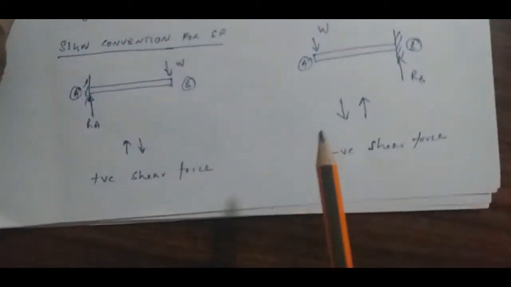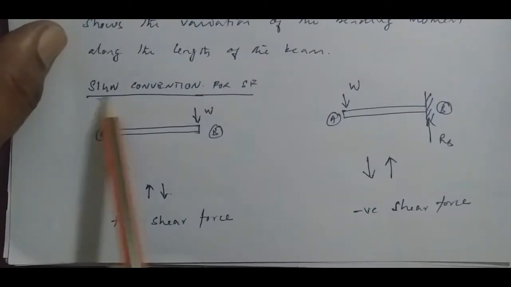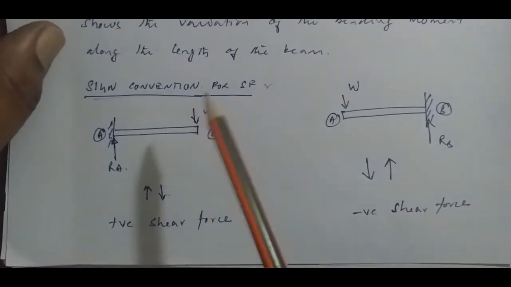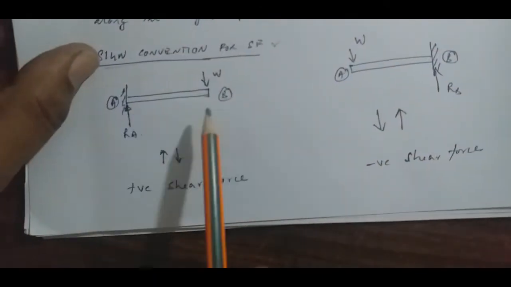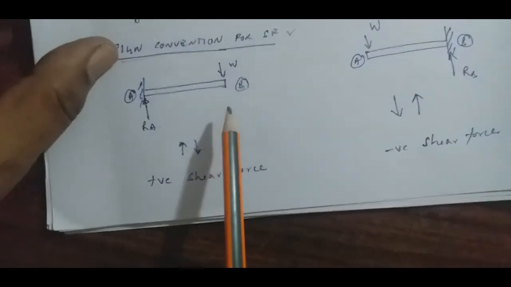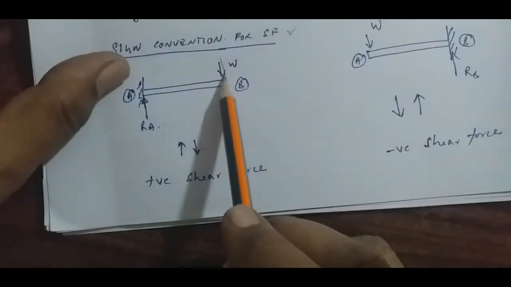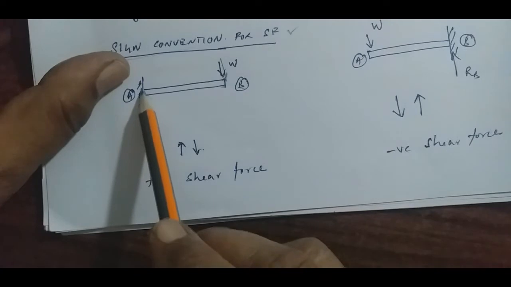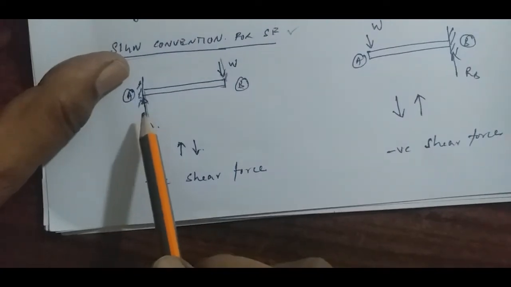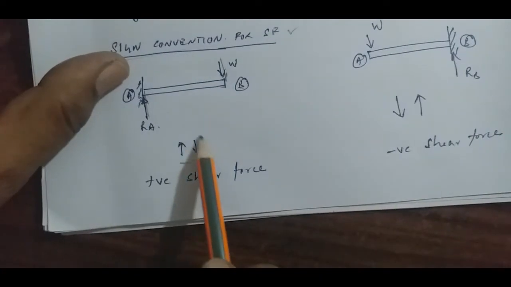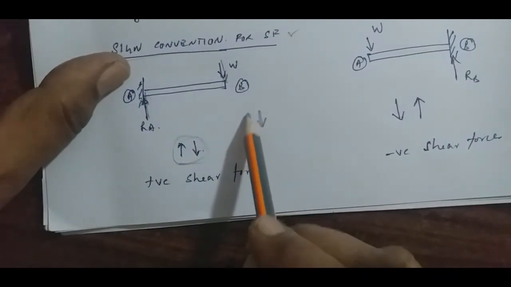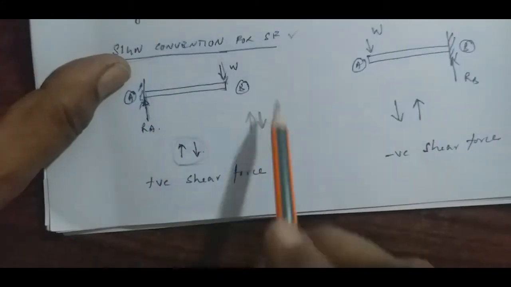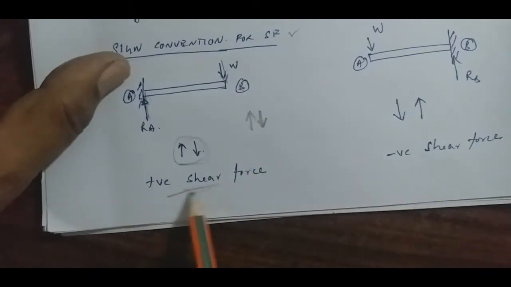Another very important thing is sign convention. Sign convention for shear force: whether it is positive shear force or negative shear force, how to determine this. Here, for shear force in a cantilever beam, suppose the load pattern is like that. The load is acting downwards on the right side and the support is acting upwards on the left side. Left upward, right downward. If the load is acting in this pattern, it is called positive shear.